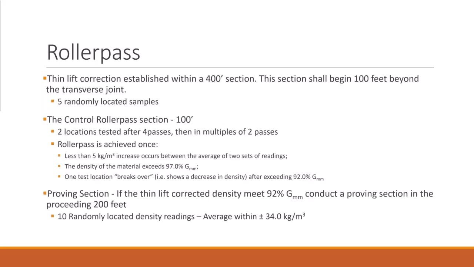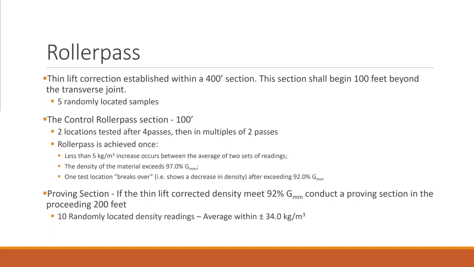For lot by lot, there's a 400 foot section for the thin lift. That always starts 100 feet beyond where the transverse joint starts. And there's 5 randomly located samples within that. There's two parts of the roller pass. There's a control section, which is the first 100 feet. Like Chad mentioned, you separate into 2 locations, 2 sublots.